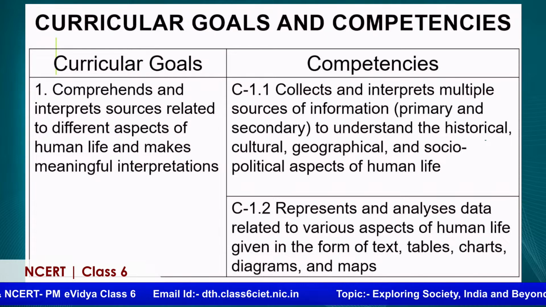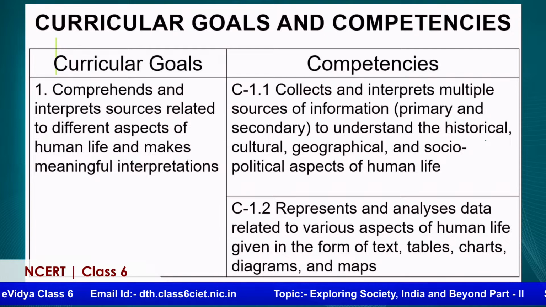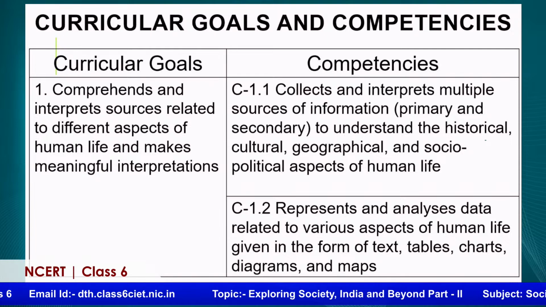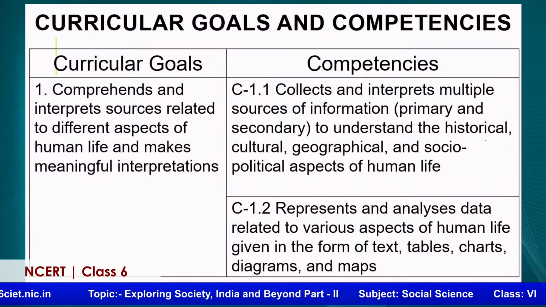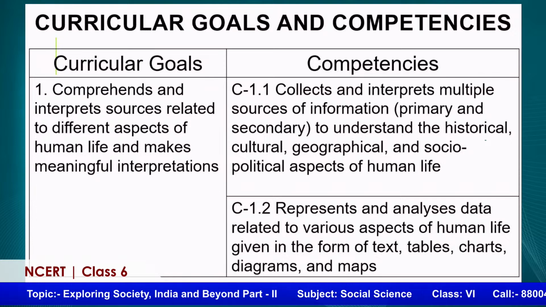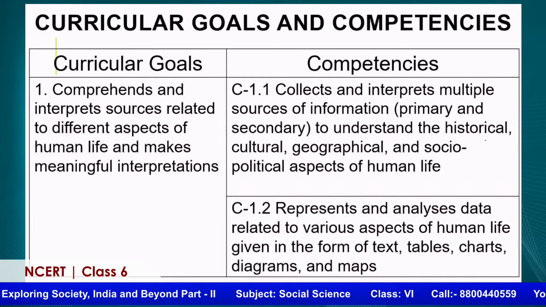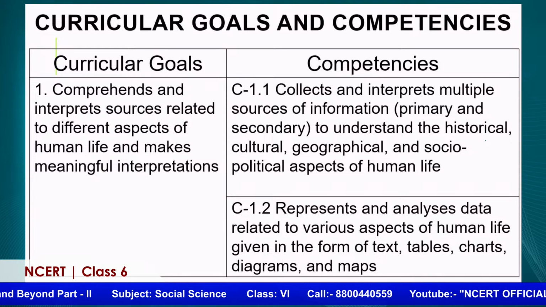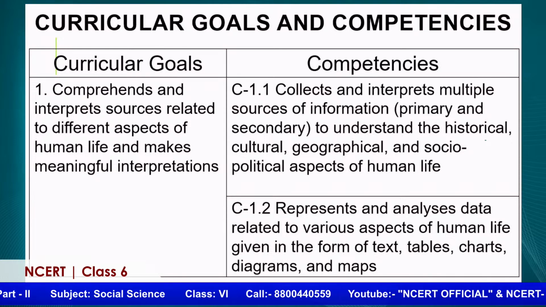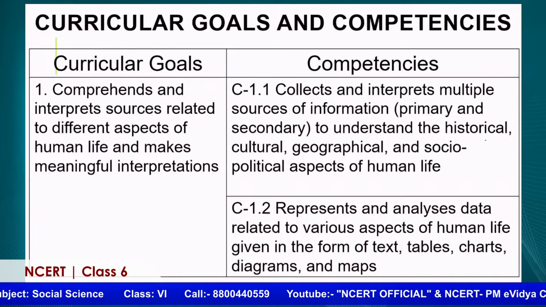There are two competencies: collect and interpret multiple sources of information, primary and secondary, to understand the historical, cultural, geographical and socio-political aspects of human life. And then the second competency: analyze data related to various aspects of human life given in the form of text, tables, charts, diagrams and maps. So this is an example of a curricular goal and competency.